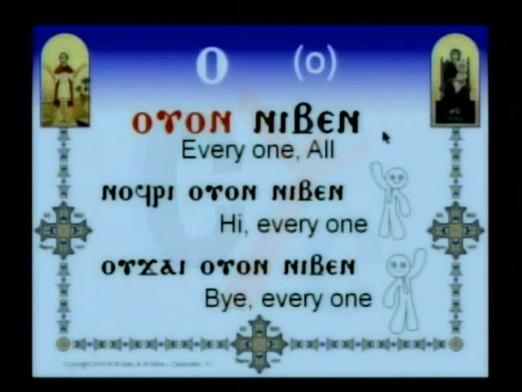Now we have another word that starts with O, which is Uon Niven. Uon Niven means everyone or all. Uon means someone, and Niven every or all. So Uon Niven, everybody, everyone. So you can say Nofri Uon Niven, which means hi everyone. Or if you want to leave a group of people, say Ugai Uon Niven, which means bye everyone. So let's say them again: Nofri Uon Niven, Ugai Uon Niven, which means bye everybody.